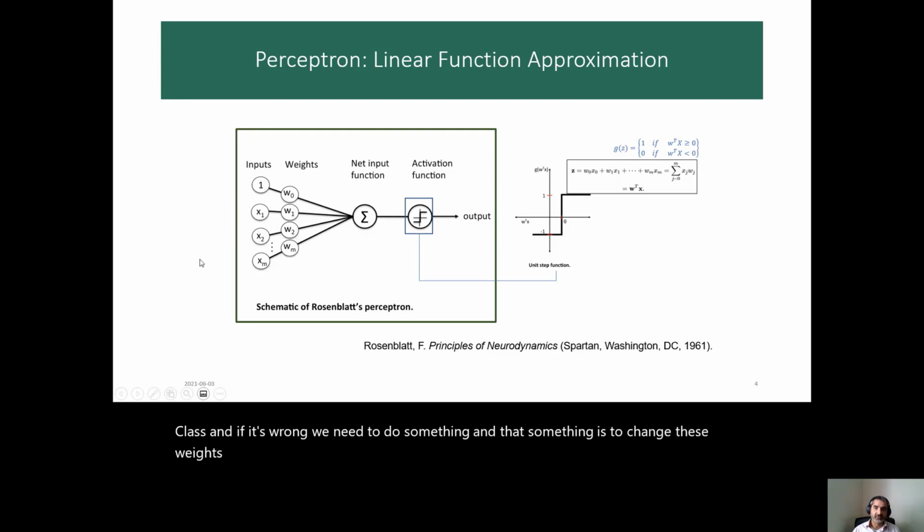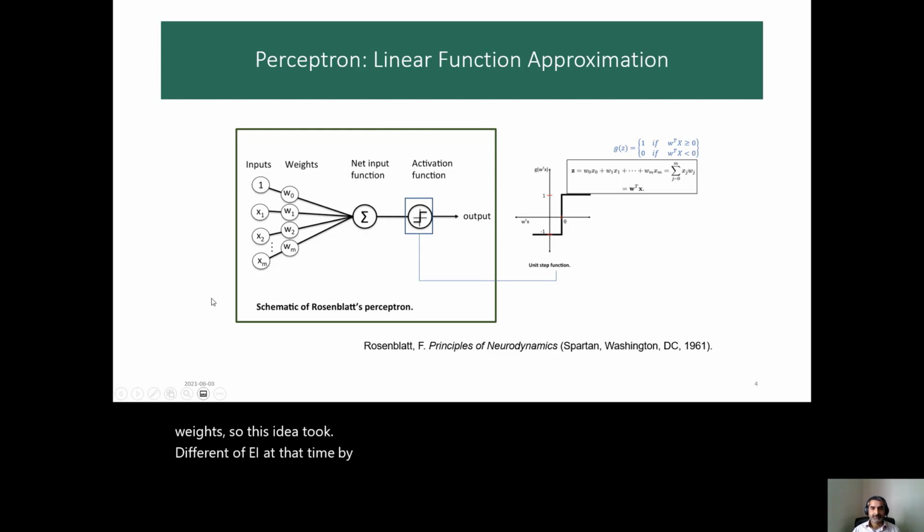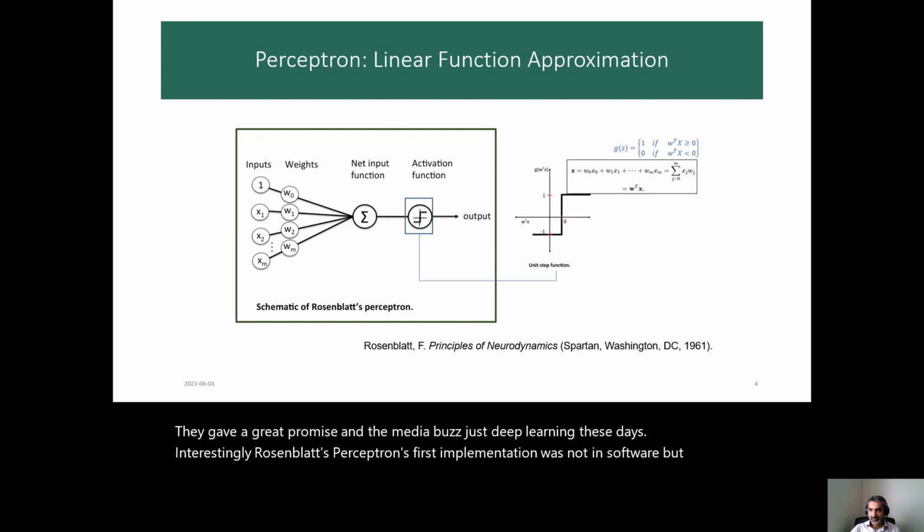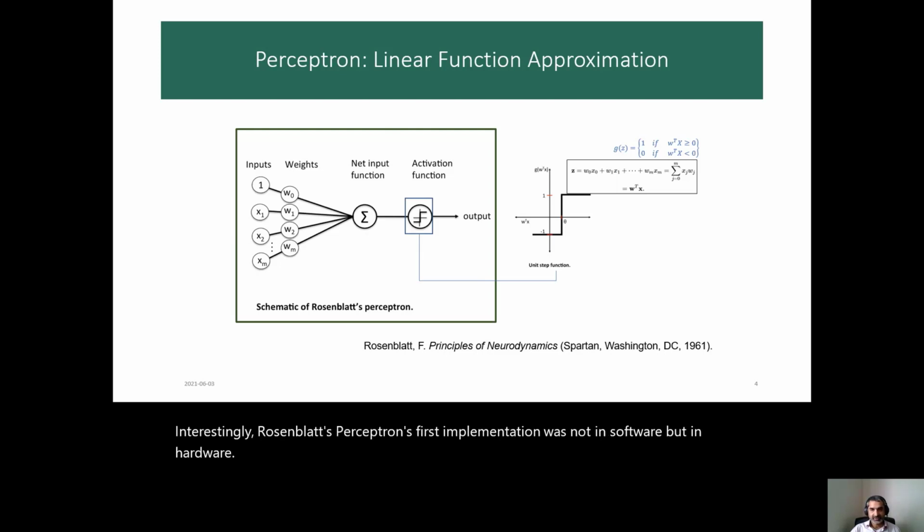So this idea took the world of AI at that time by storm, and for a couple of years, Perceptron gave a great promise in the media buzz, just like deep learning these days. Interestingly, Rosenblatt's Perceptron's first implementation was not in software, but in hardware to separate apples from oranges or similar applications.